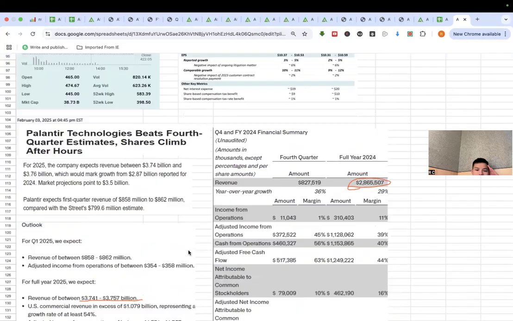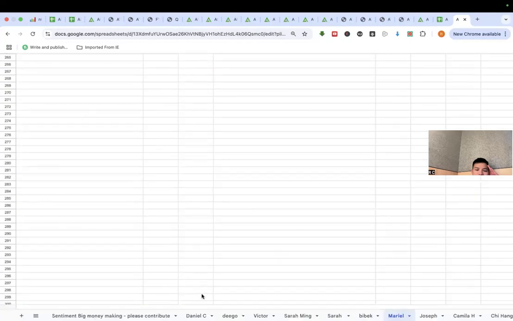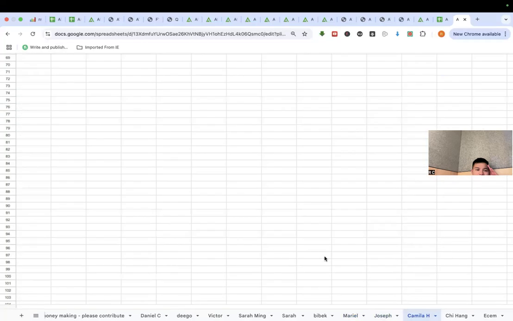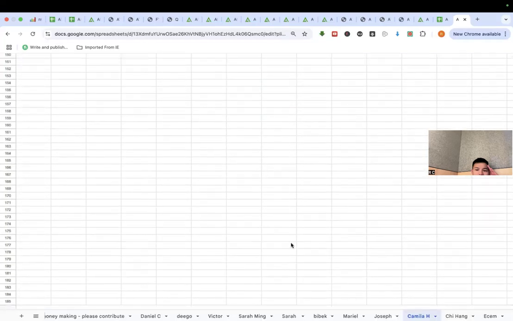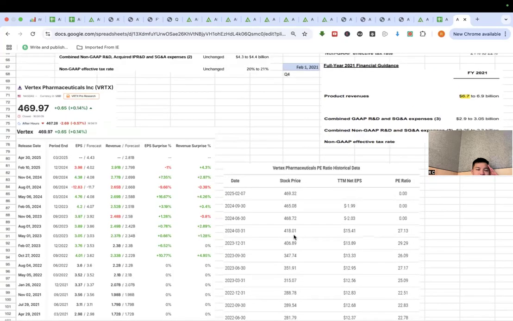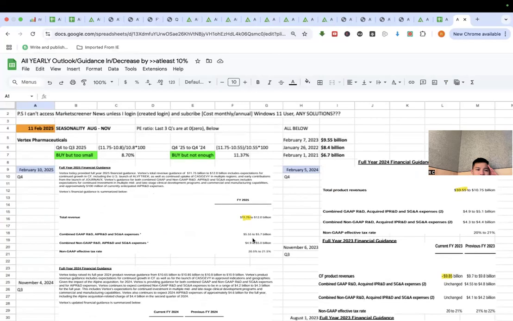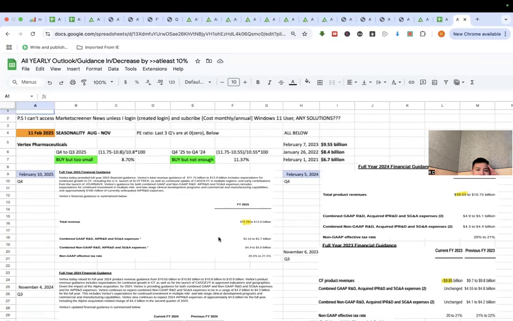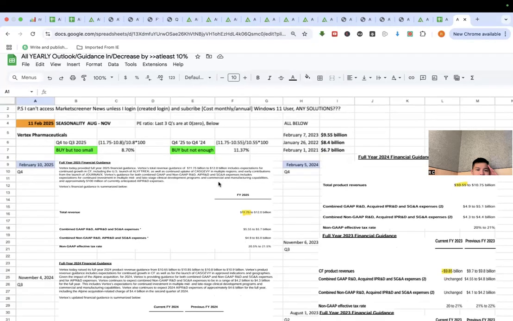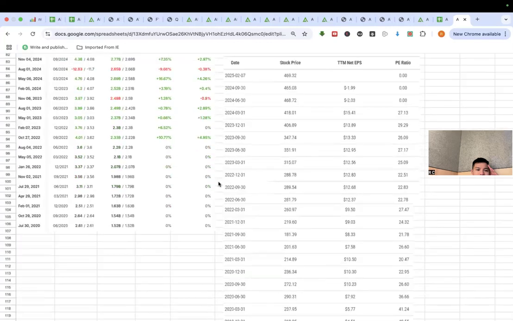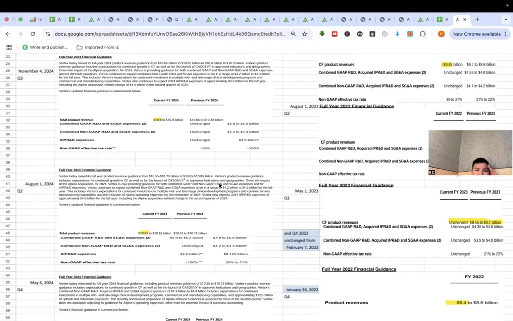Palantir, we talked about last week. It's good to buy at the end of mid of March. Who else do we have? If you still have something, say it. Type host and panelists only. Otherwise, I might miss you. Vertex. Not enough. Cool. Too small. Okay. Try to find something bigger, Chihan.